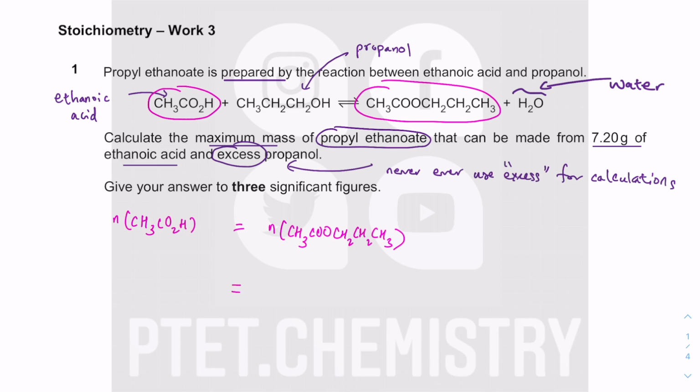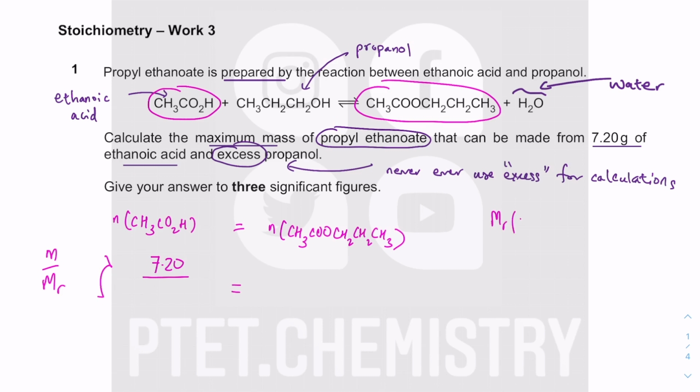Alright, so we are given the mass of it, which is 7.20 gram. On the left hand side, this is called the mole of ethanoic acid. This is the mass of ethanoic acid over MR, the mass of the ethanoic acid divided by the MR of the ethanoic acid.